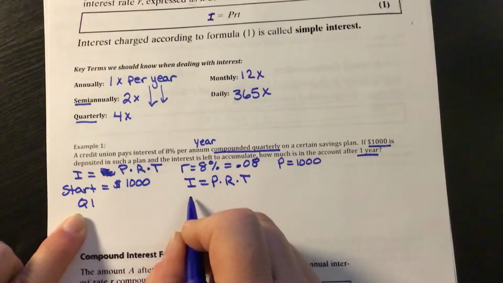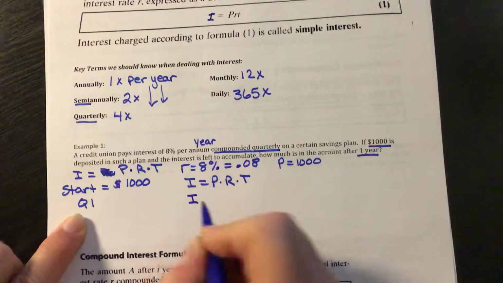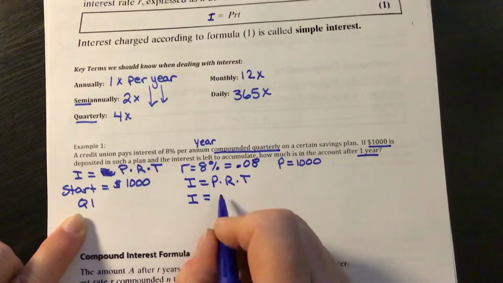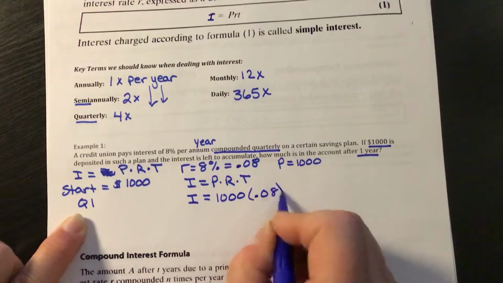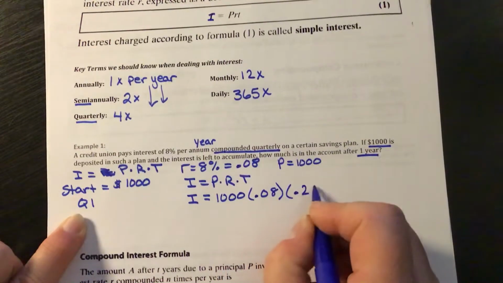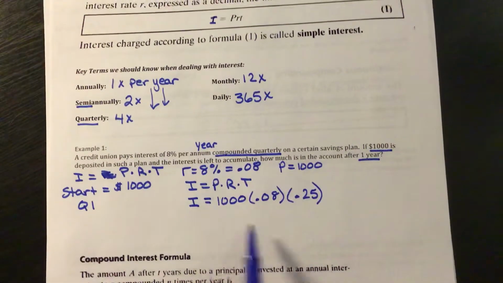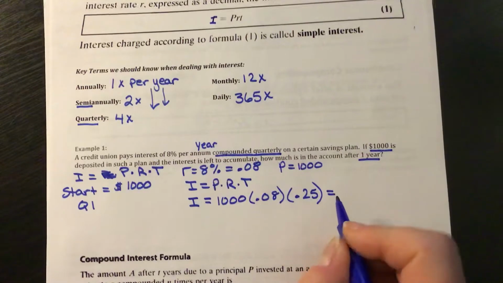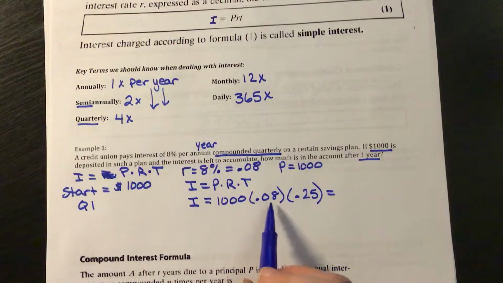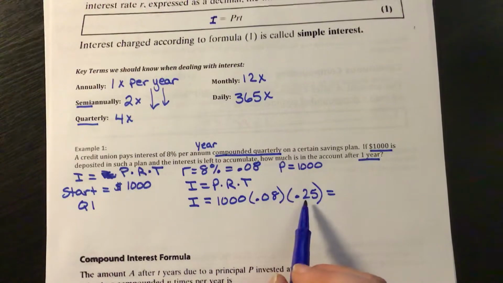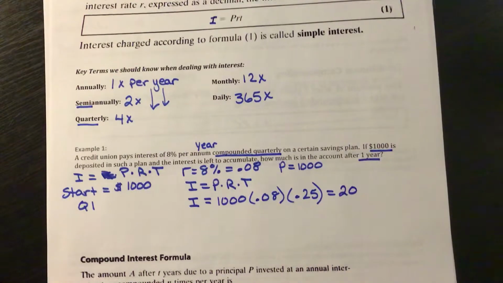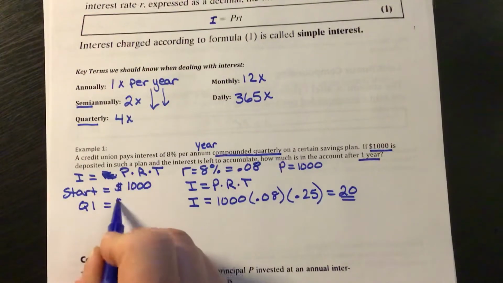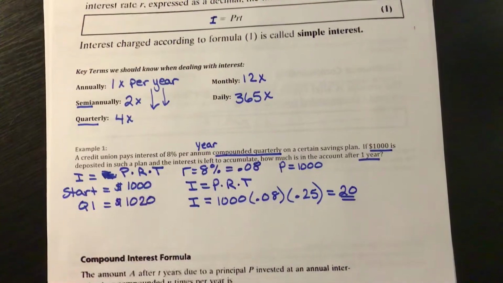So I'm going to find out how much interest I have if I start with $1,000, and I'm going to multiply that by 0.08, and my time is 0.25. Now when I calculate this, I am going to get 1,000 times 0.08, that's $80, and a quarter of that, a quarter of 80 is 20. So I can just do this part with mental math. So my interest is $20, so after quarter one, I'm going to have $1,020 in my account.